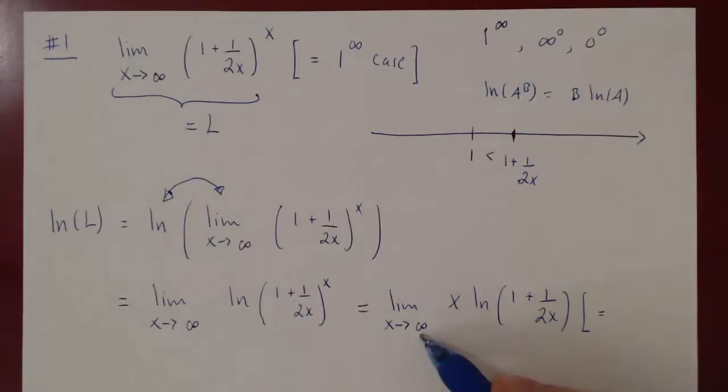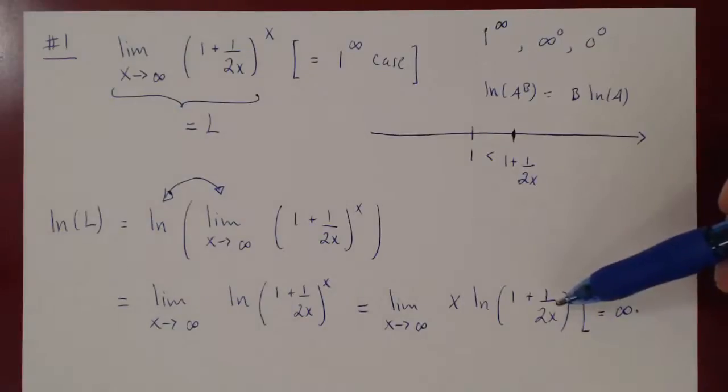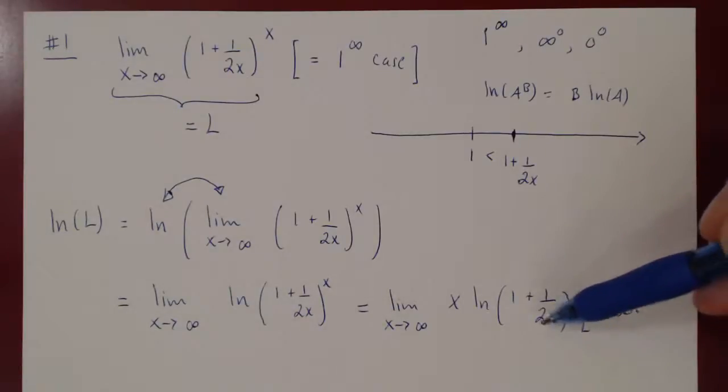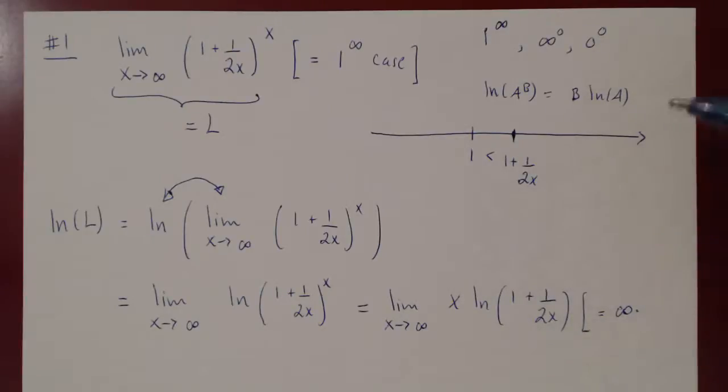As x goes to infinity, x goes to infinity. As x goes to infinity for the second term, 1 over 2x will shrink to 0. And you'll be left with the ln of 1, but if you remember, the ln of 1 is 0. So we have an infinity times 0 case. And from this point on, we know how to proceed.